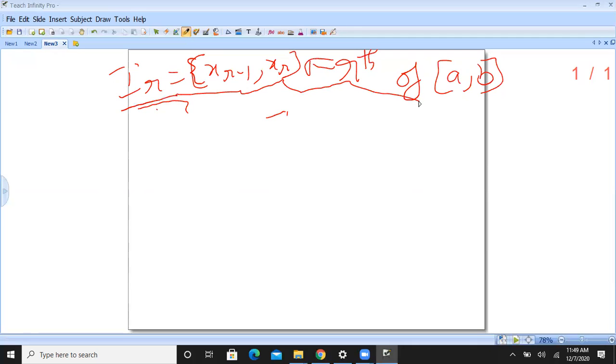Okay? Next, another definition, segment. This is also a bit important definition for you.